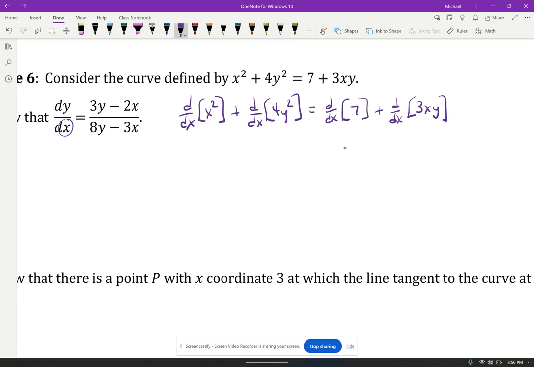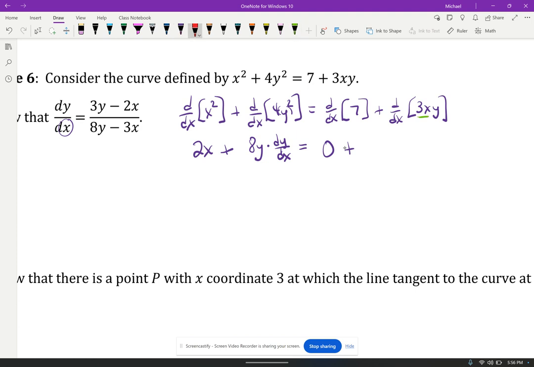Take the derivative of x squared, so that would be 2x. However, take the derivative of 4y squared, that's 8y times dy/dx. I have to multiply by the derivative of the inside, and I'm kind of seeing y as an inside function, so I've got to find the derivative of y, which would be dy/dx. I'm going to set that equal to the derivative of 7, which is 0, plus the derivative with respect to x of 3xy. Well, now I have a combination of functions.